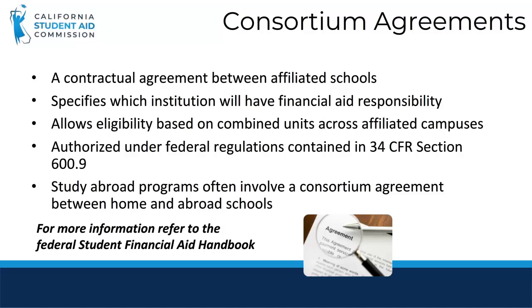A consortium agreement is a contractual agreement between colleges or universities which recognizes the student is registered at each school for financial aid purposes. It specifies which institution will have financial aid responsibility and allows eligibility based on combined units across affiliated campuses. This is typical when your school has a study abroad program. A consortium agreement can affect the amount of Cal Grant a student is eligible for based on their enrolled units. For more information, please refer to the Federal Student Financial Aid Handbook and ensure your school has the necessary policies and procedures to address consortium agreements.